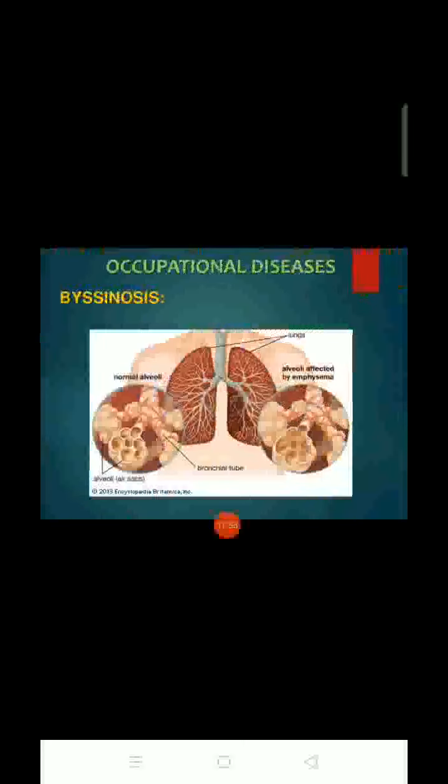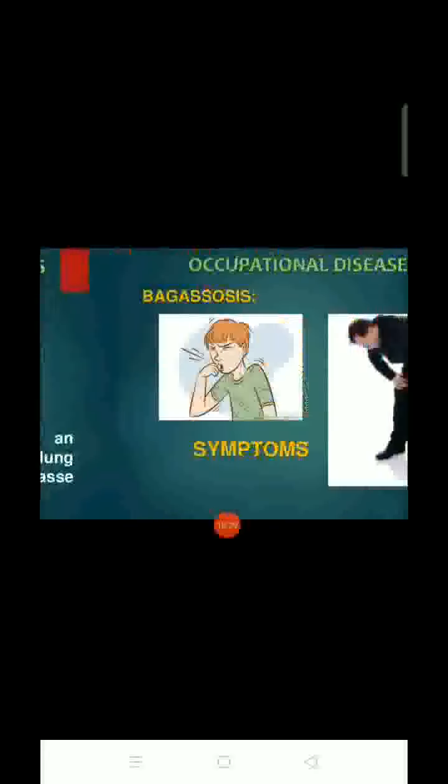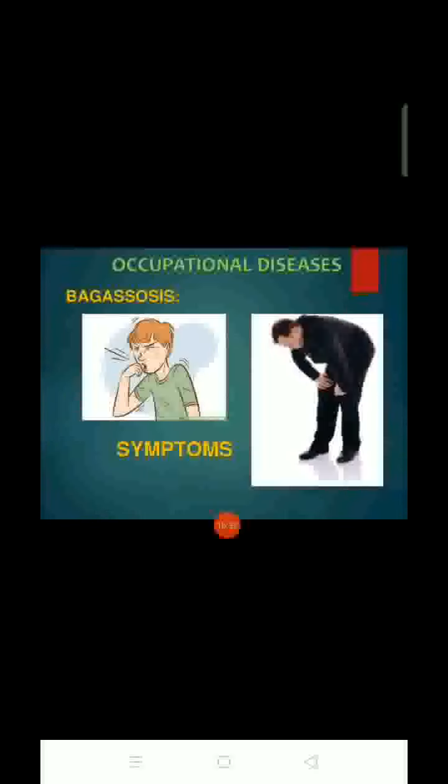In this you can see the image of how the alveoli appear in byssinosis. Next is bagassosis. Bagassosis is the name given to an occupational disease of the lung caused by the inhalation of bagasse or sugarcane dust. Those who are working in the sugarcane factory get it because of the sugarcane dust.